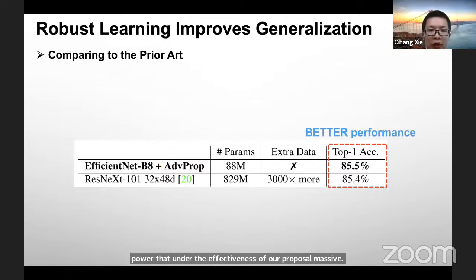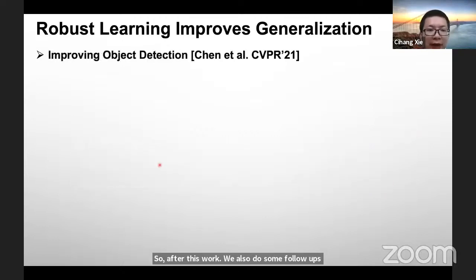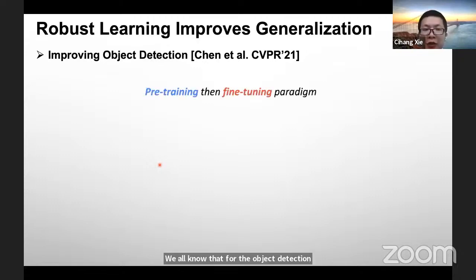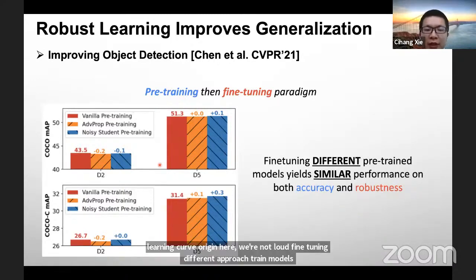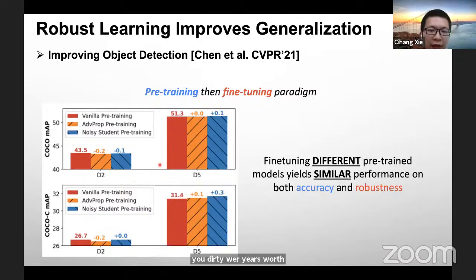So after this work, we also did some follow-ups. The first follow-up is using adversarial propagation to improve object detection, and this paper was accepted at CVPR 2021. However, the motivation here is a little bit different. We all know that for object detection, we first go through the pre-training and then fine-tuning learning paradigm, right? And by following this paradigm, we note that fine-tuning different pre-trained models usually yields very similar performance on both accuracy and robustness.